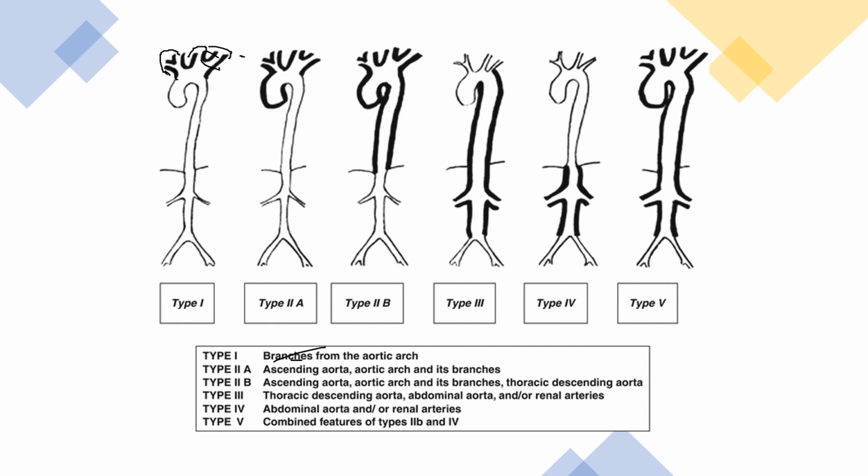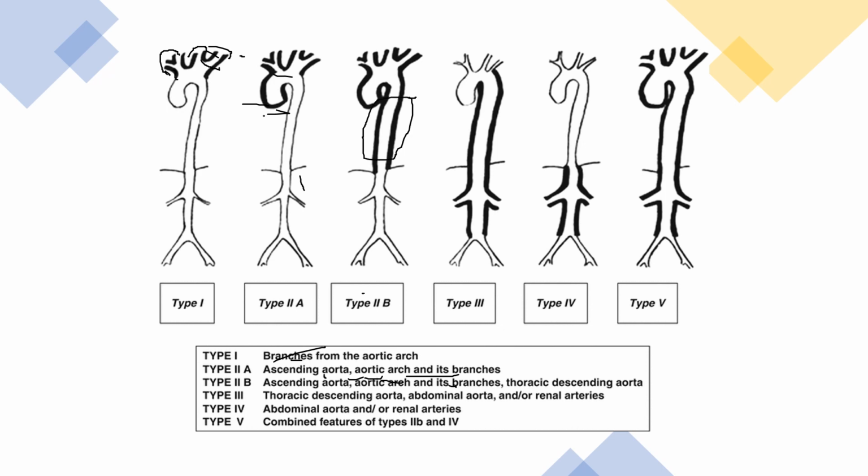Now coming to type 2A arteritis. It affects the ascending aorta, aortic arch, and its branches. The ascending aorta, like the thoracic arteries which supply the thorax, are also affected. Now coming to type 2B arteritis. It affects the ascending aorta, aortic arch, and its branches, and it also affects the thoracic descending aorta. This portion is also affected.